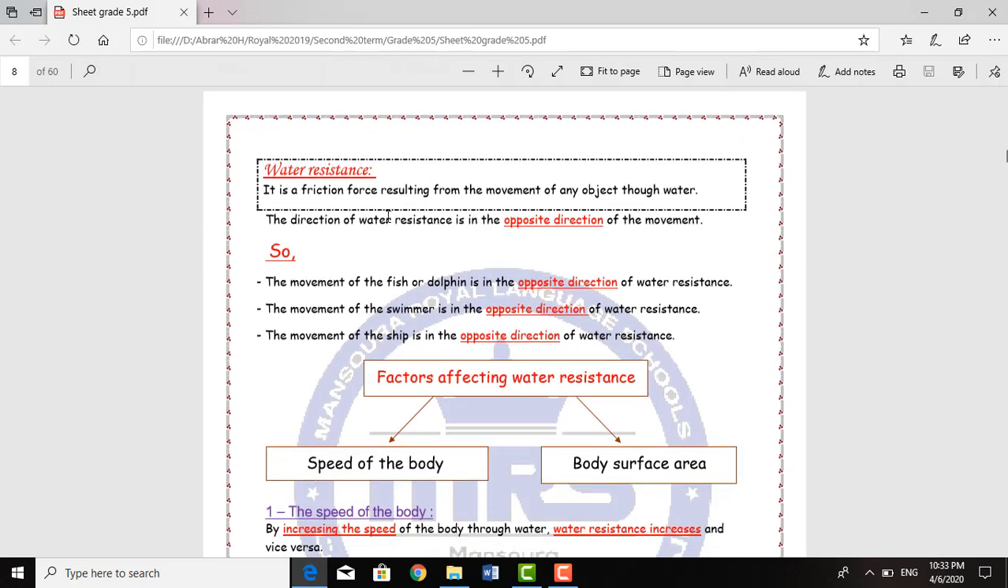What is the meaning of water resistance? It's a friction force that results from the movement of any object through water. And since the water resistance is a type of friction, it also acts in the opposite direction of the movement, and it causes the object to slow down and stop.